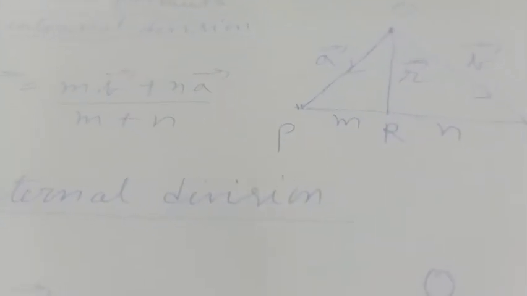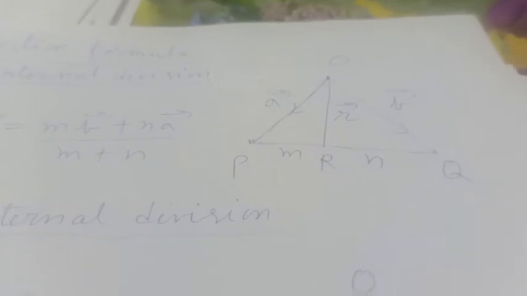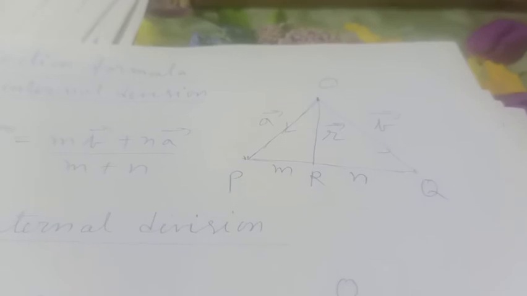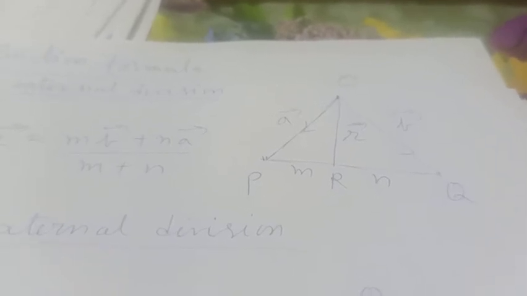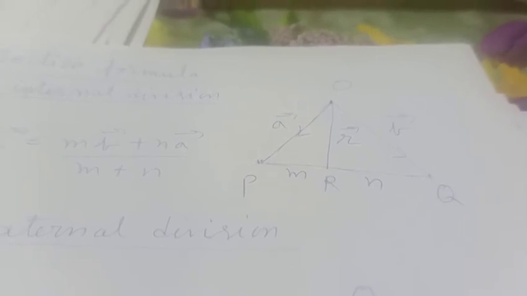Now next is the section formula. Here we can say point R divides line segment PQ in ratio m is to n, and this division is internal, and PV, position vector, of P is vector A, position vector of Q is vector B, and position vector of R is vector small r. Then we have this relation: vector r equals (m vector b plus n vector a) upon (m plus n).